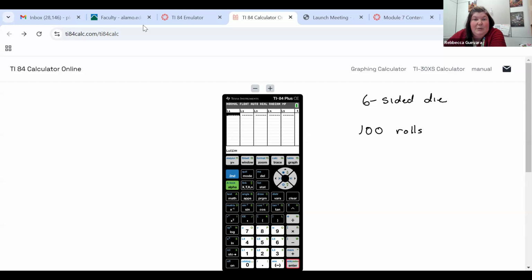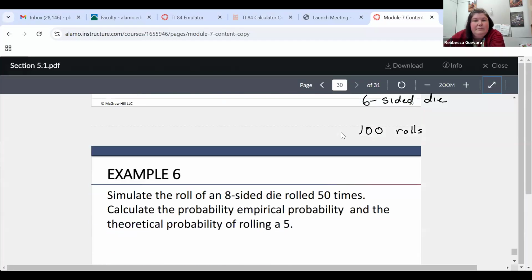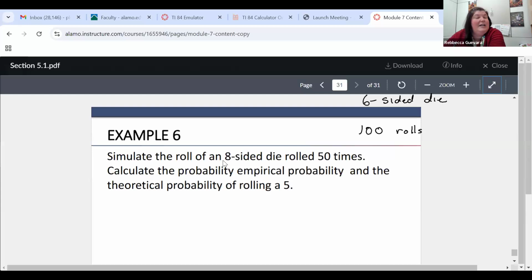So if you go back to our problem, we wanted to look at an 8-sided die. So an 8-sided die would roll 1, 2, 3, 4, 5, 6, 7, or an 8, and we want to do it 50 times. And we want to calculate the theoretical and the empirical probability that we roll a 5.